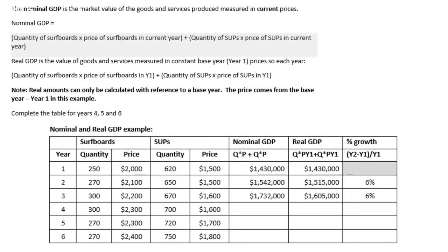Okay, so this is just a bit of an expanded slide from the previous slide. We know nominal GDP, it's just showing you how to do it there, and an example for real GDP. And then again, real amounts are only calculated with reference to a base year. So I would like you now to try practice the rest of those gaps in the boxes, so years 4, 5, and 6. And try calculate the percentage growth as well. So remember, it's year 2 minus year 1 divided by year 1. That's the formula up in that box.